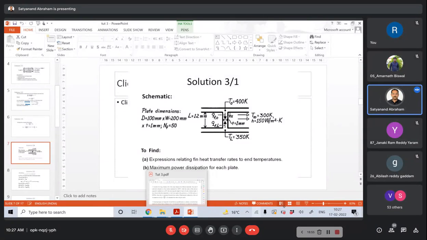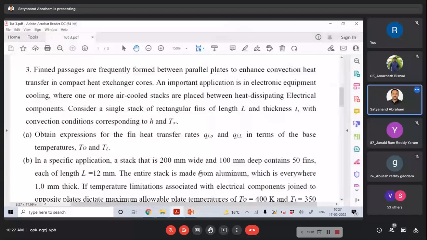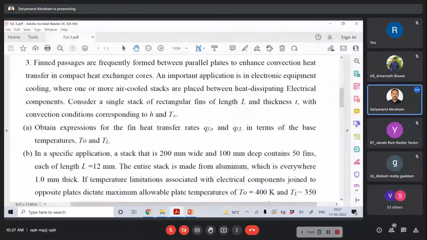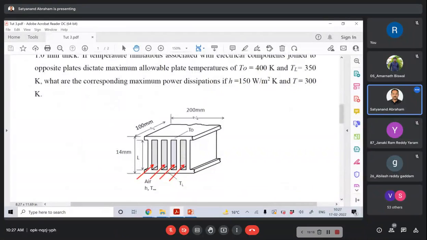tutorial session. So the third problem is finned passages. Finned passages are frequently formed between parallel plates to enhance convection heat transfer in compact heat exchanger cores. We can see the figure itself. These vertical lines are the fins.